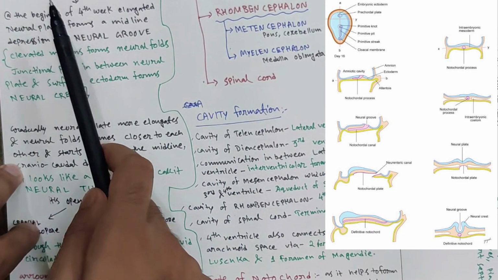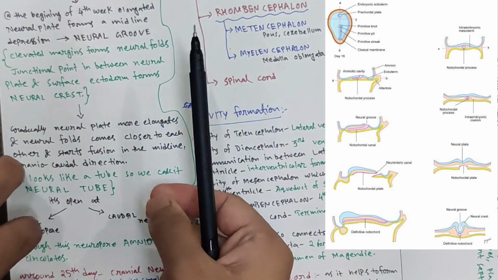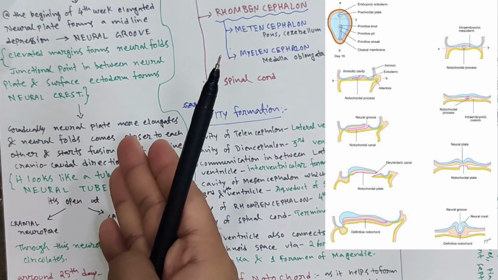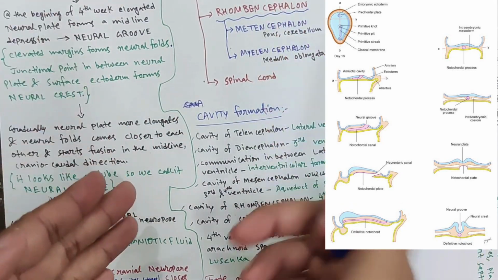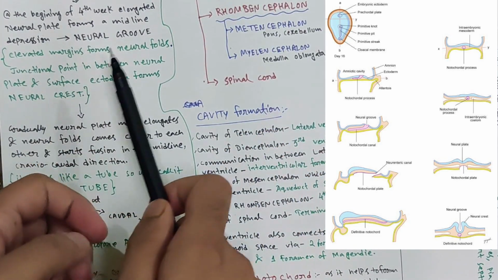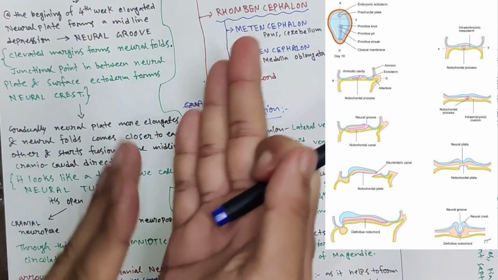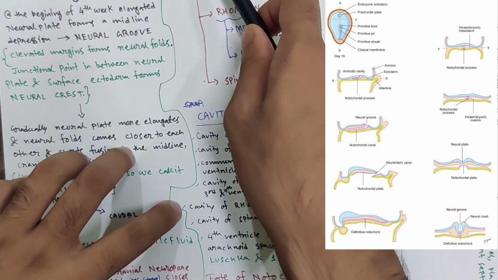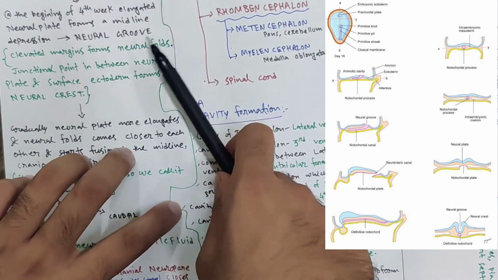Now, at the beginning of the 4th week, the elongated neural plate forms a midline depression. Okay, so it is so long that in the midline it gets a depressed area, which is known as neural groove, and the elevated margins are known as neural folds. Now, this junctional point in between the neural plate and the surface ectoderm forms the neural crest. Suppose this is the neural plate and this is the surface ectoderm. So this gap in between is known as neural crest.